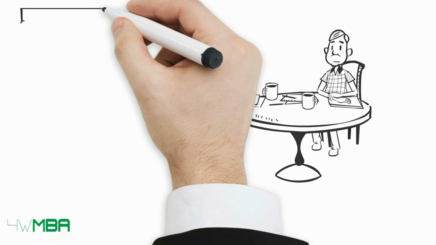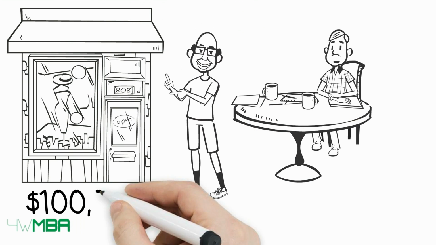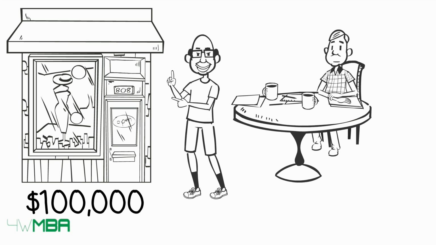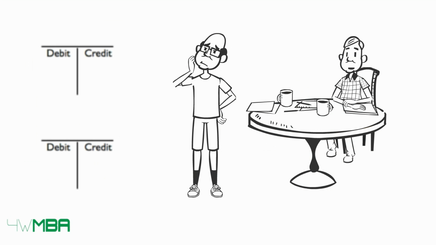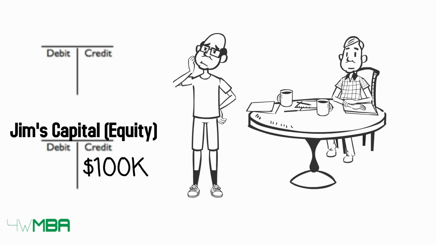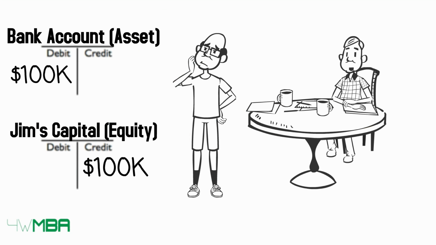My son Jim is excited. He just opened a clothing shop. He invested $100,000, so he is the only owner. How does this transaction look in the accounting world? Jim puts money in the business. Therefore, $100,000 Jim's capital or equity will be credited. On the other side, the money will be deposited in the bank account, therefore debited.